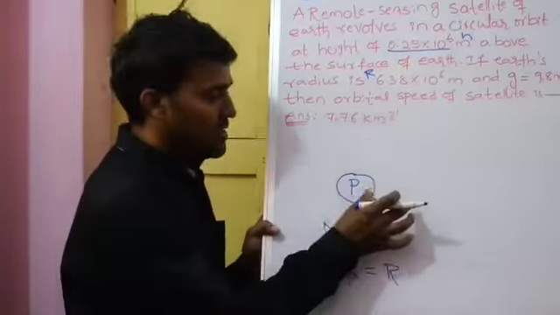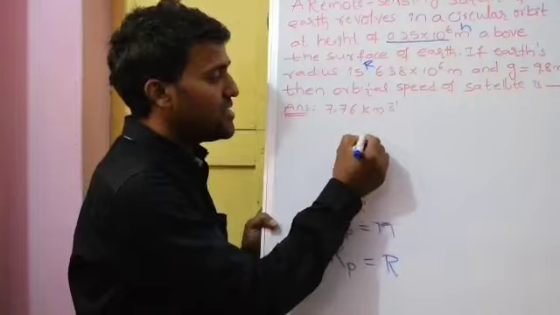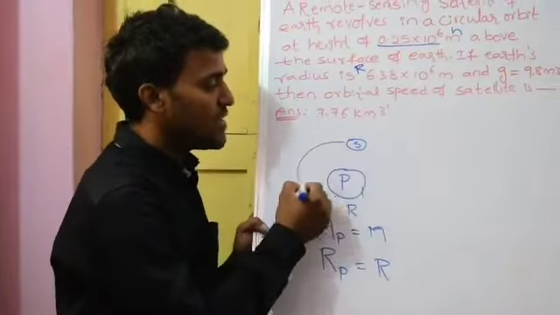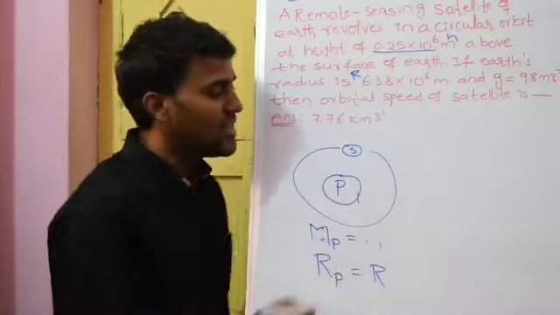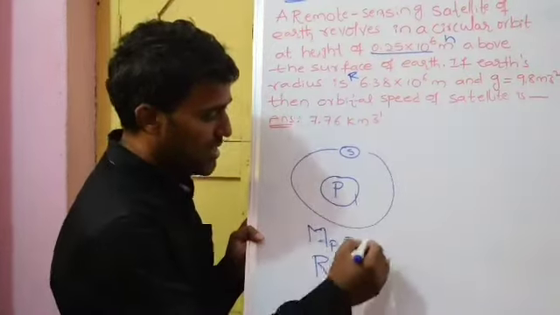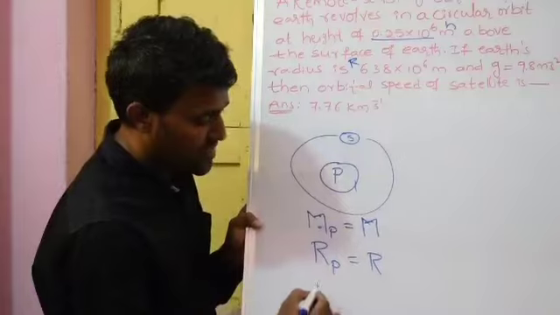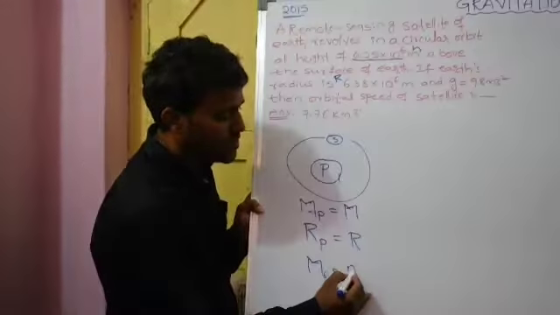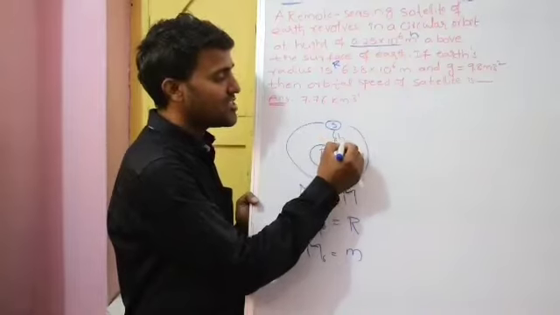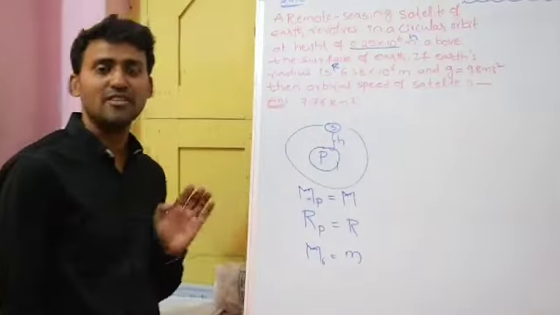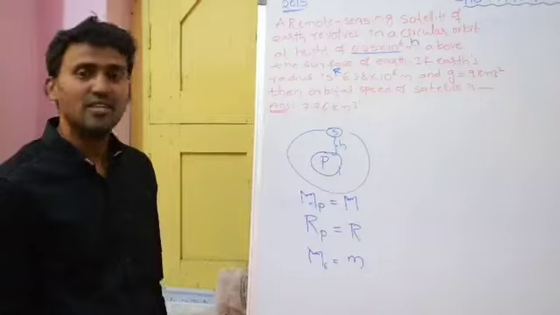Okay, fine. One satellite. This is the satellite. It is revolving around the planet. Mass of the satellite ms is equal to small m. It is at a height h above the surface of the planet.